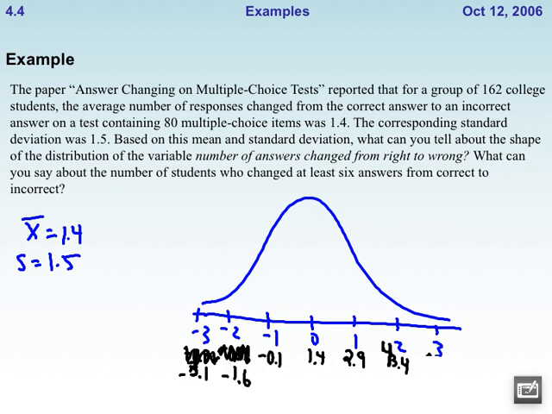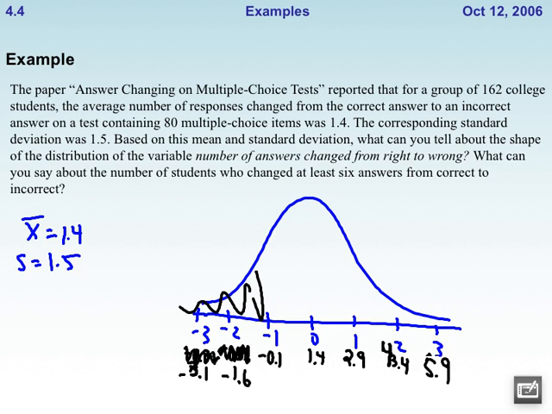Okay. So what do we think about this? Did this help us at all? Part of this shouldn't make sense. Does any of this make sense at all? No, you can't have a negative number of answers changed. Okay, so if this data set were normal, what percent of the data should fall in the part that I just highlighted?